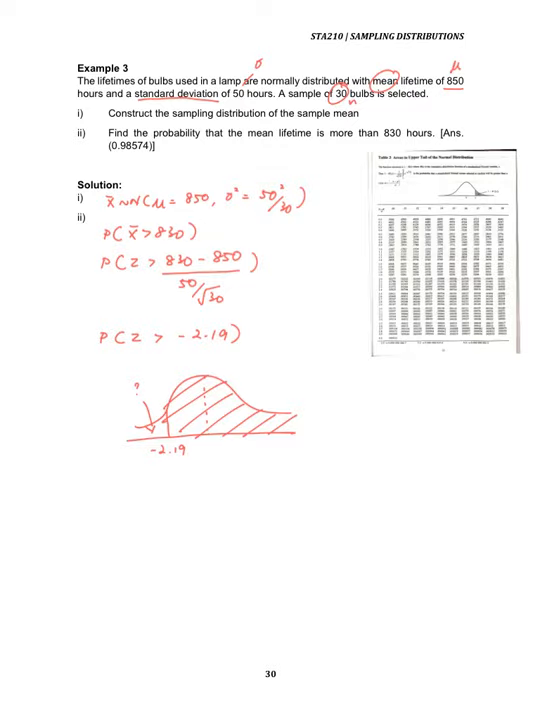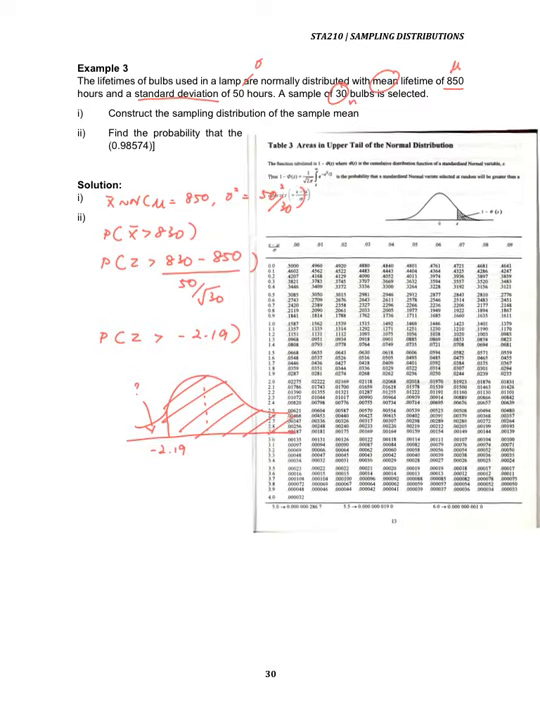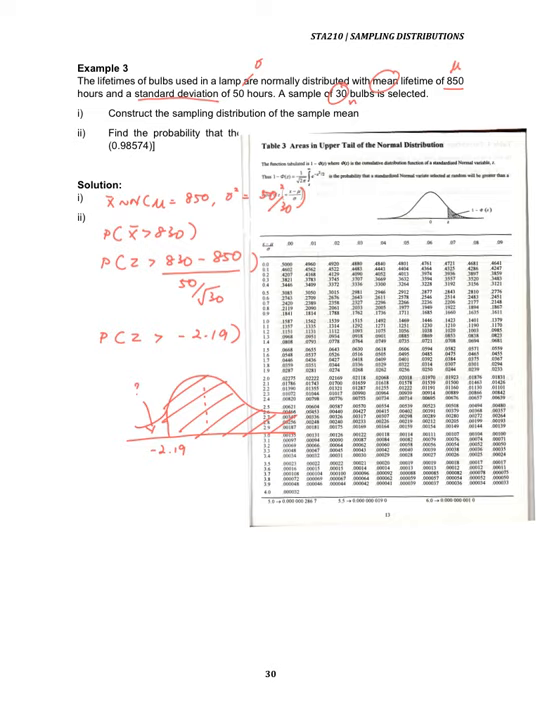Okay, so negative 2.19 is equivalent to 2.19 here. This means 1 minus 0.01426, so we will get 0.98574.